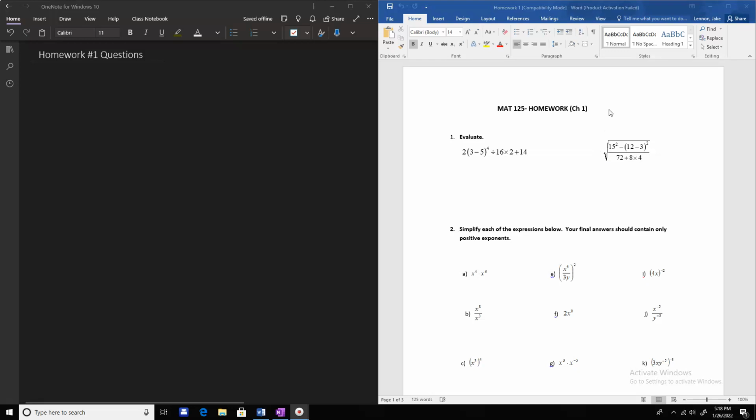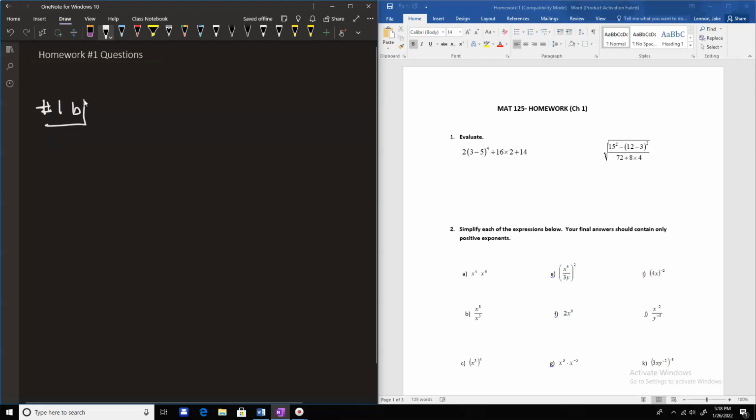Why don't we just go ahead and do that? So let's include that as 1b, let's say. So we've got the square root of 15 squared minus 12 minus 3, excuse me, squared divided by 72 divided by 8 times 4.